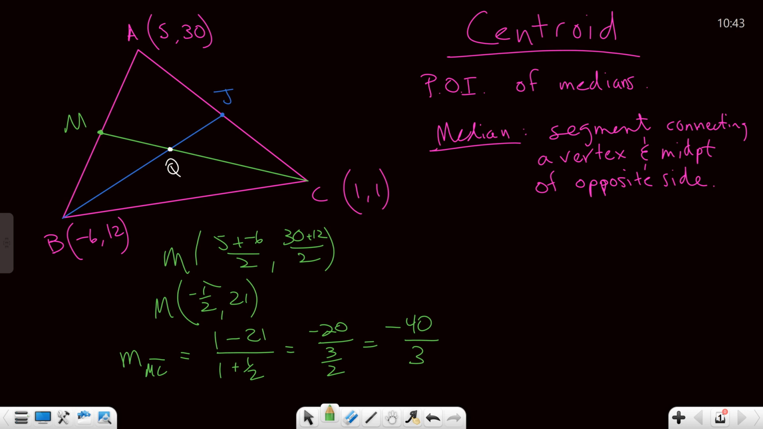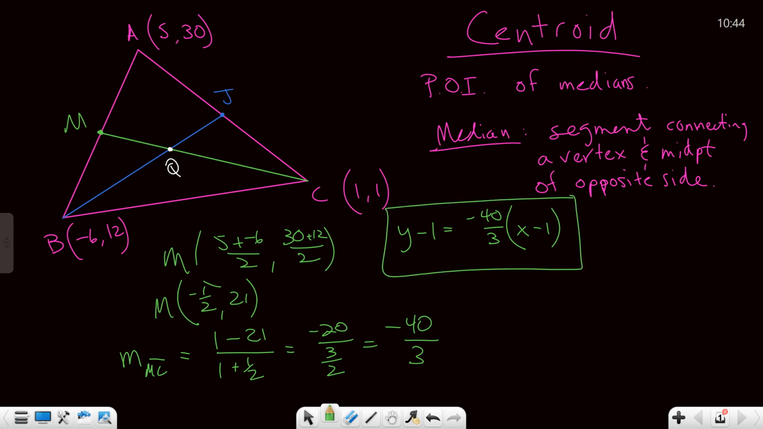Put that together, and, by the way, notice I know 2 points on MC. You could choose to use M when you put your equation together, or you can choose to use C. But as I keep saying over and over again, work smarter, not harder. Which point should I choose, M or C? C. Why? Well, it's pretty. It's got ones in it. It's easy peasy. Y minus 1 equals -40 times x minus 1. Put a rectangle around that.